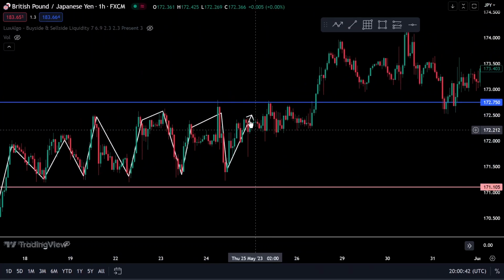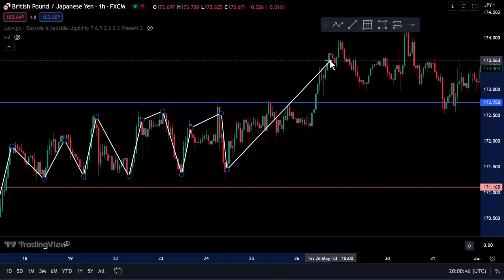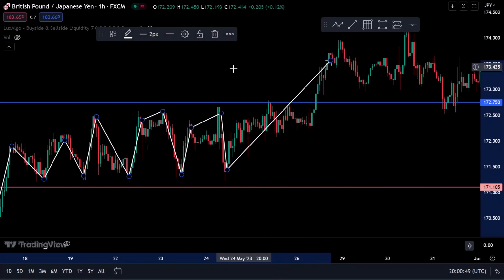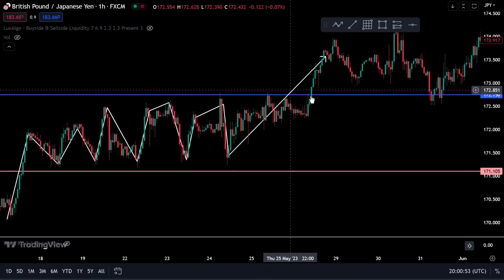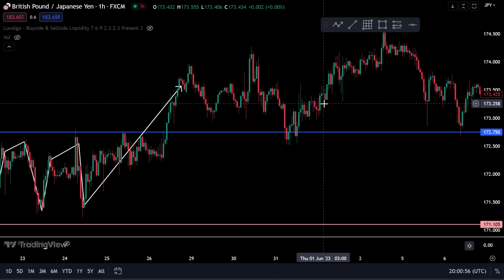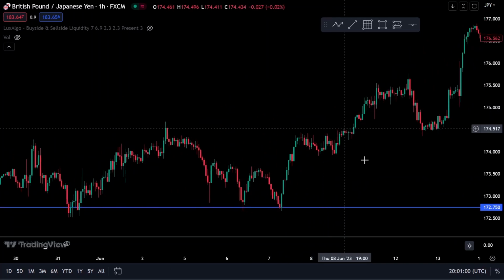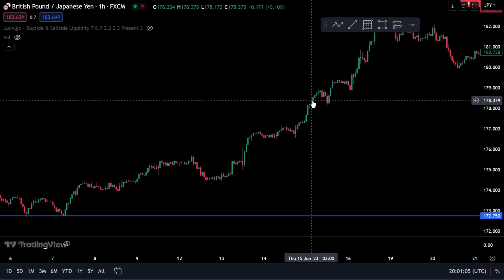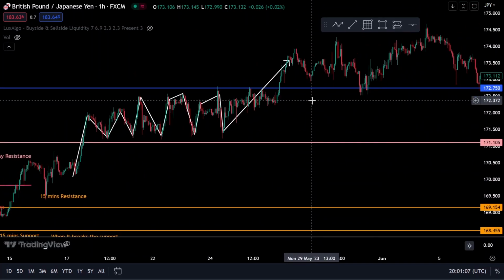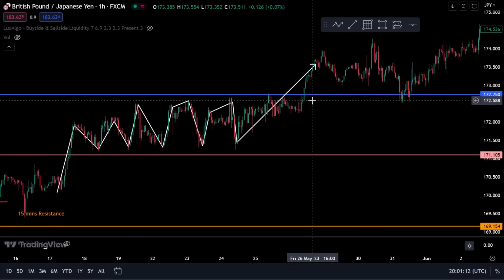I said earlier that in order to know the direction of a range, we need to wait for a breakout. And you can see when there was a breakout, the market moved in an uptrend. So we can clearly see from here that the market moved in an uptrend. So this is a real time example of a range or a consolidating market.